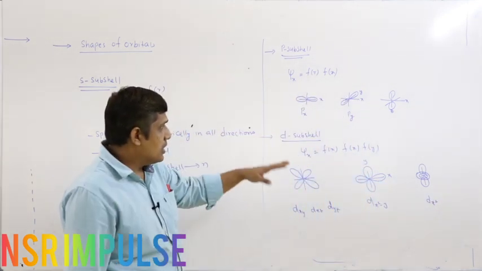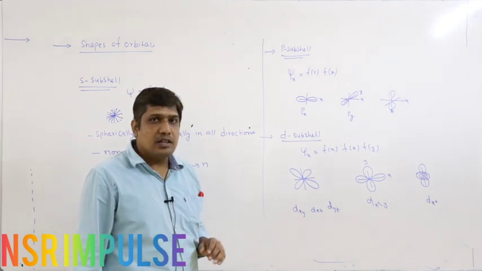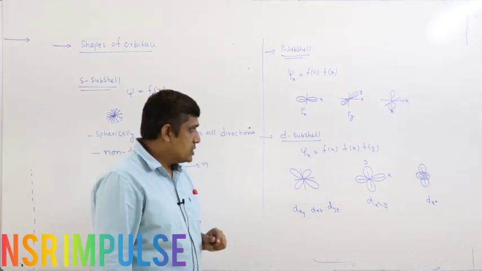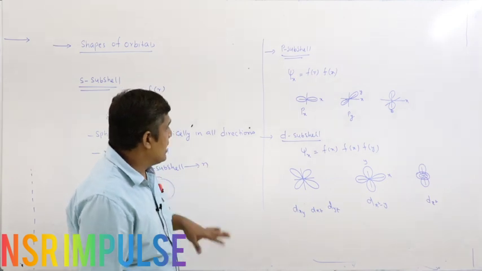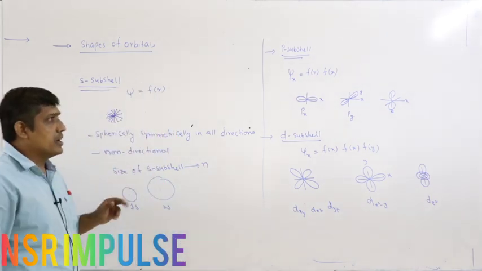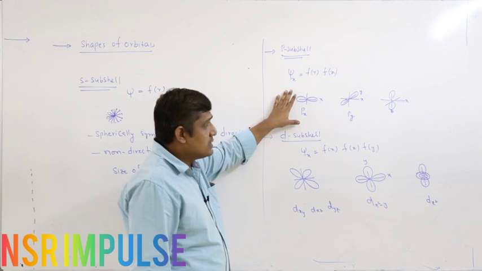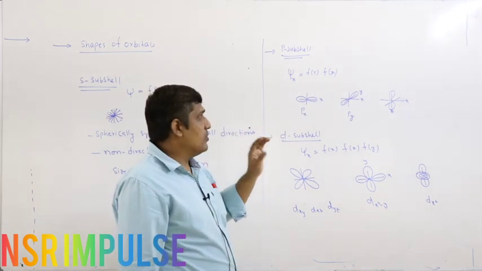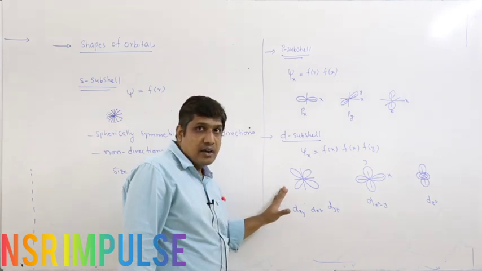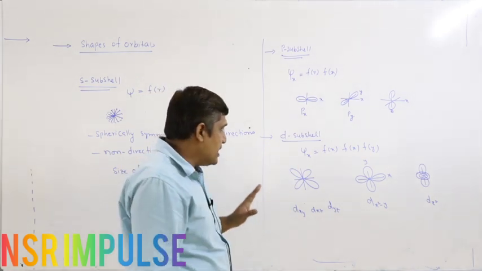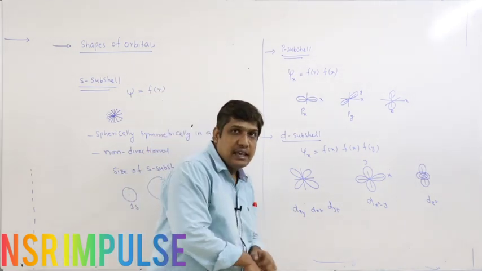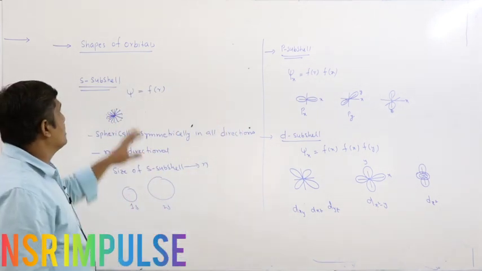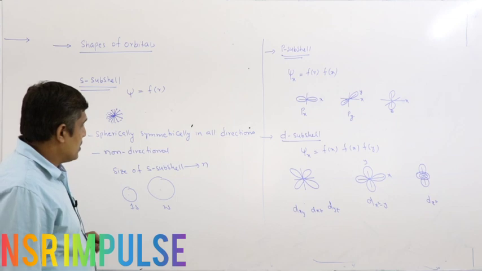Whether you take p orbital or d orbital, they are directional because the lobes orient in a particular direction, right? So both of these are directional. S orbital is non-directional. Here p orbital is triply degenerate. The three p orbitals for a given n value will have same energy. Here d orbitals are five-fold degenerate. The 5 d orbitals have same energy, right? So these are the points regarding the shapes of orbitals.